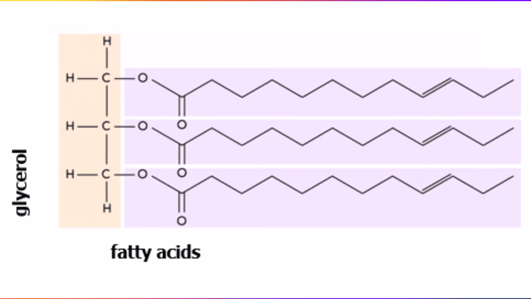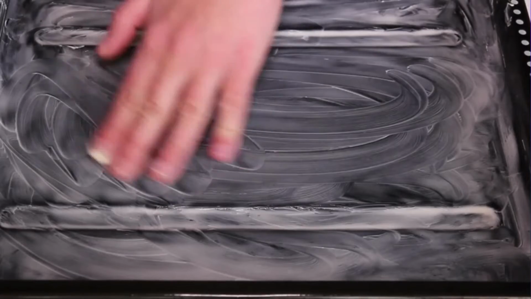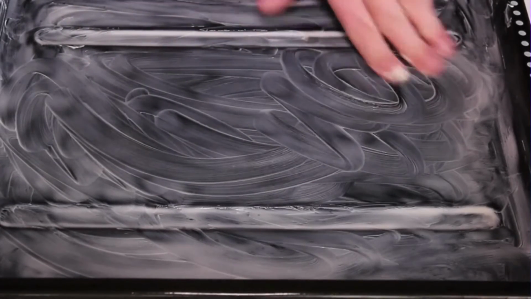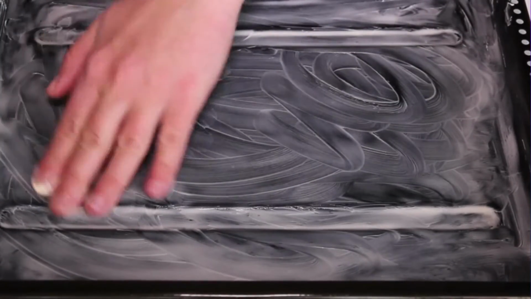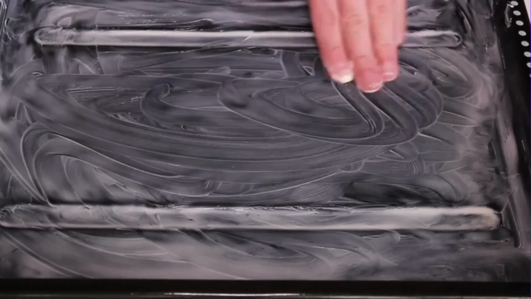Saturated fatty acids contain the maximum number of hydrogen atoms, giving them a straight shape. Saturated fatty acids tend to be solid at room temperature. Examples of these are butter, lard, and shortening.